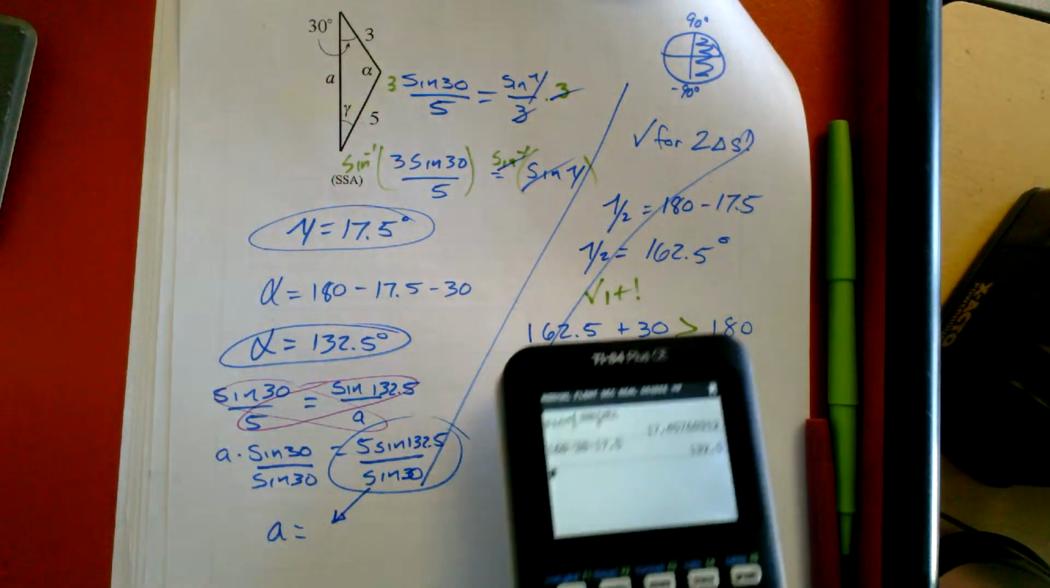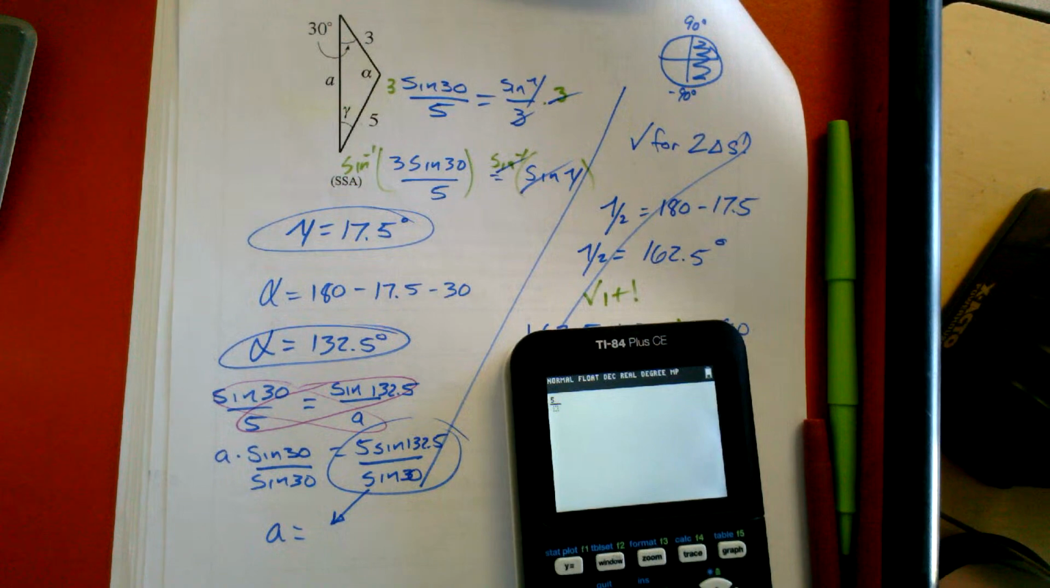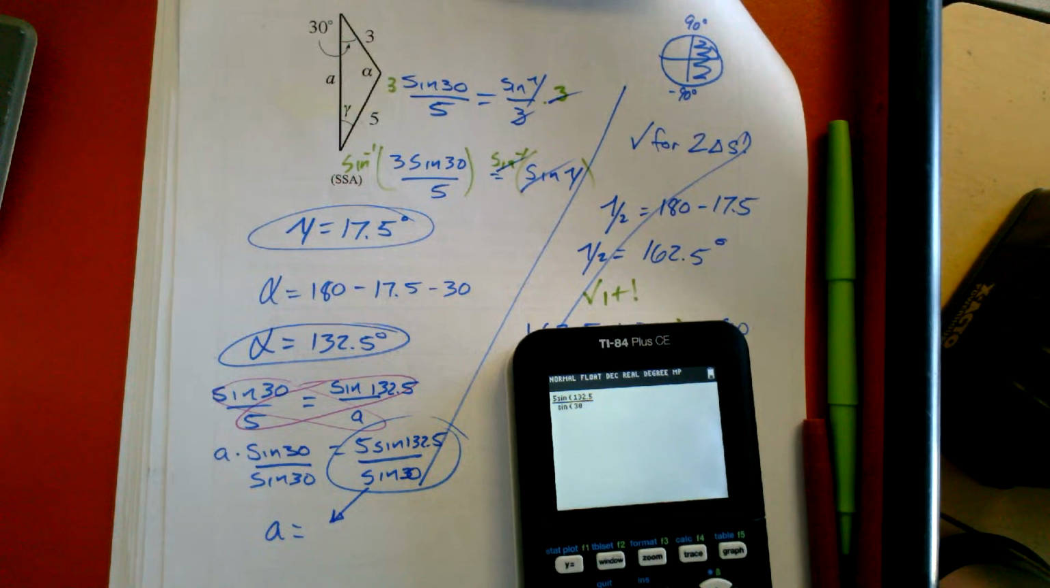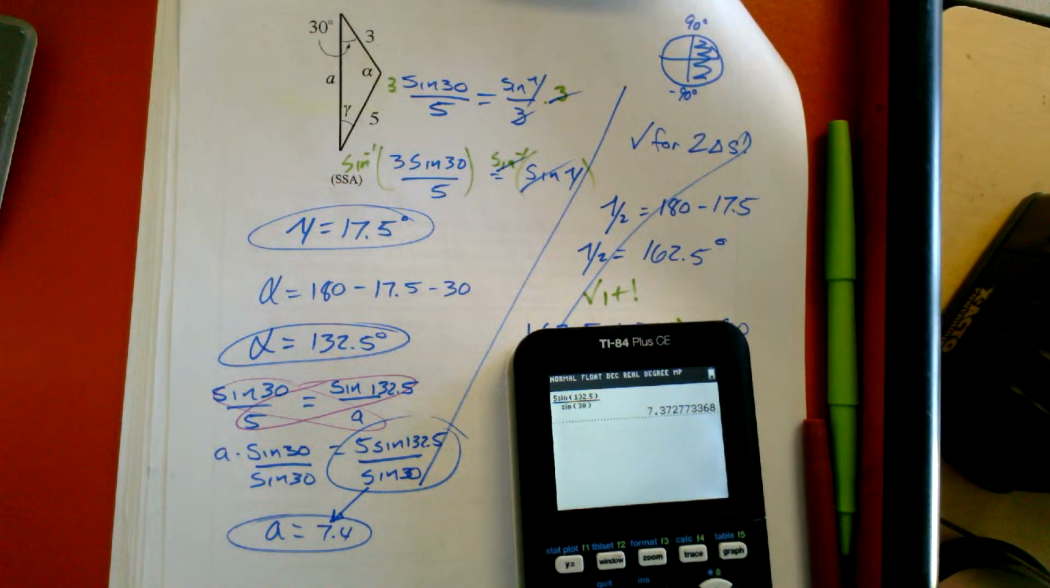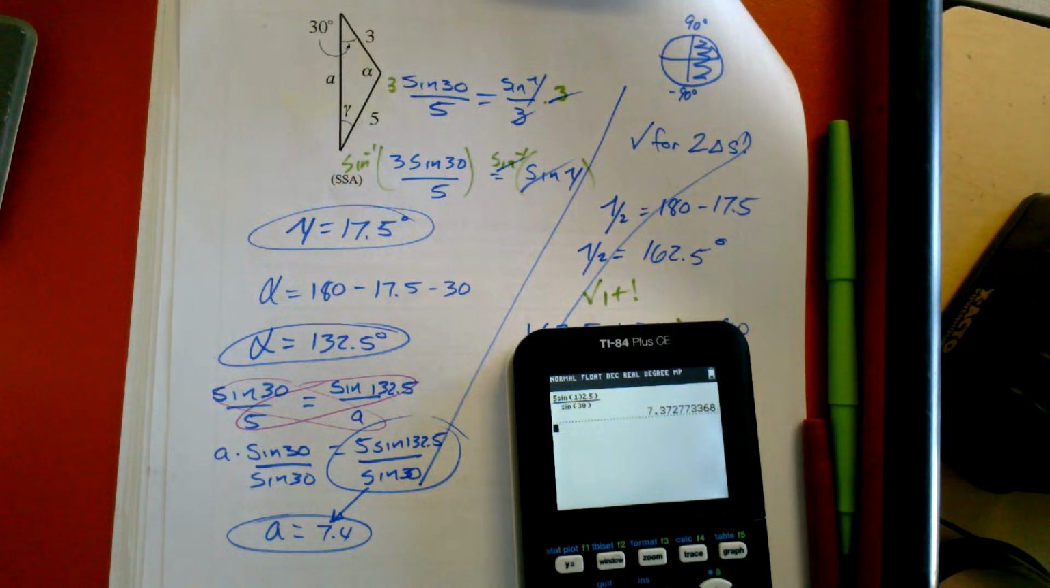The worksheet says round to the nearest tenth, so we're just going to round again to 1 decimal place. So use your little fraction. I got 5 sine of 132 and a half, and on the bottom, I've got the sine of 30. So if I round, that's about 7.4. Okay. Questions with that one? So this is an example where you just get one triangle, even though it's angle side side. Y'all good?